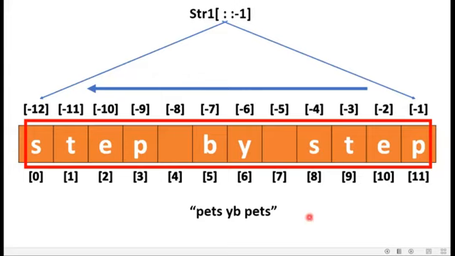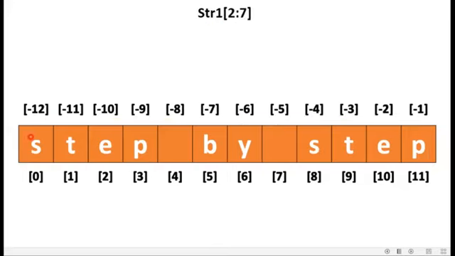We can learn about more examples of how these three places can be decided. So let's move on. Another example is str1[2:7]. Here is an example of two parameters only. We have not taken the third value as stride.